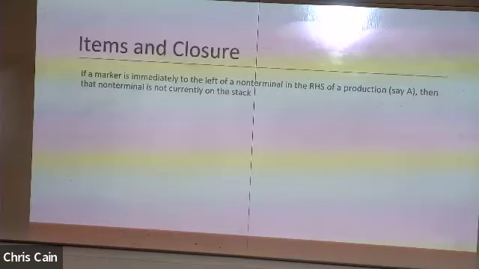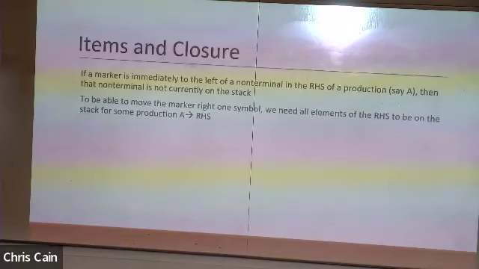This goes without saying. Basically, if the marker is directly to the left of some non-terminal that is in the right-hand side, then that non-terminal is not currently on the stack. There may be some additional things that could be reduced to that, which is why we need the concept of closure. In order to move the marker right past a non-terminal, we have to eventually reduce to get that non-terminal. Since we start with just a bunch of shifts, until we do a reduce, there are no non-terminals in the stack anywhere.